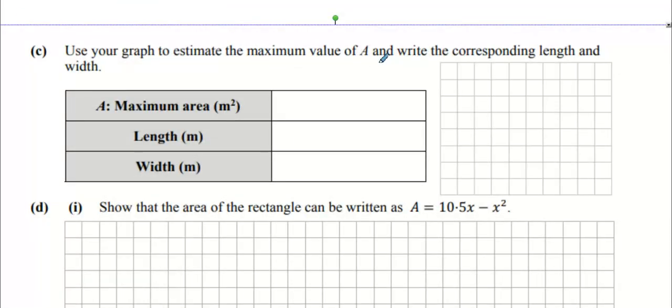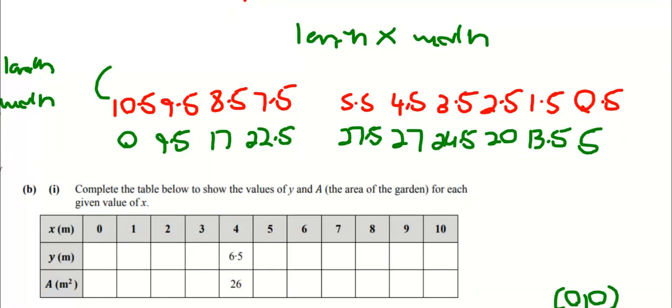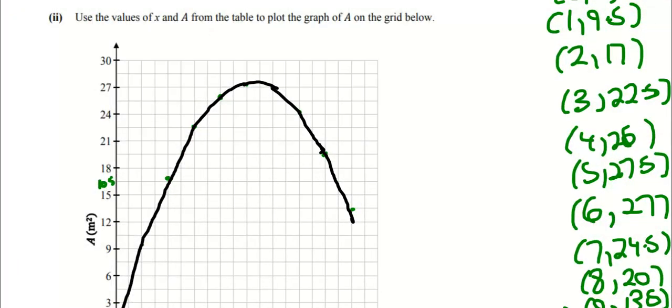Use your graph to estimate the maximum value of A. Okay, so my maximum value of A is the top of my graph, and I would call that roughly 27.5 or 27.6 because it goes above 27.5. So call it 27.6 or 27.7. Your call.